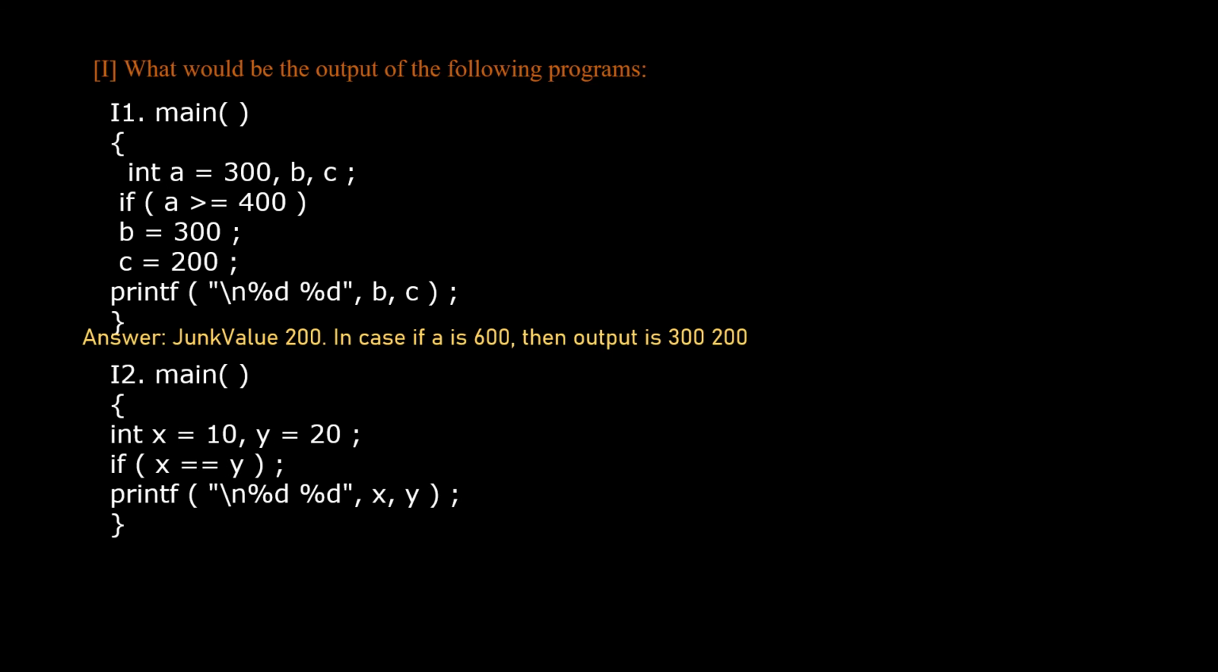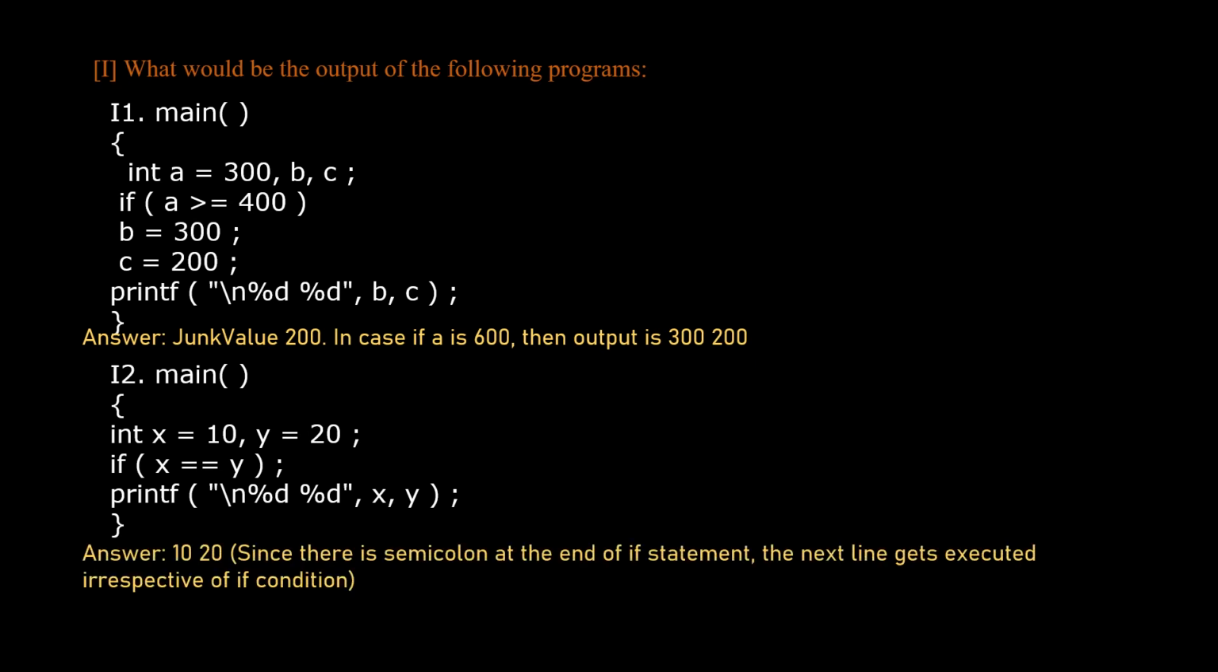Next question: x is equal to 10, y is equal to 20. If x is equal to y, semicolon, followed by a printf. What do you think the output of this would be? Will it throw a compilation error because of this semicolon? Let's see the answer. No, it is not going to throw a compilation error, but the if condition would get stopped here itself, in this line, if x is equal to y, and the next statement is executed irrespective of the if condition.